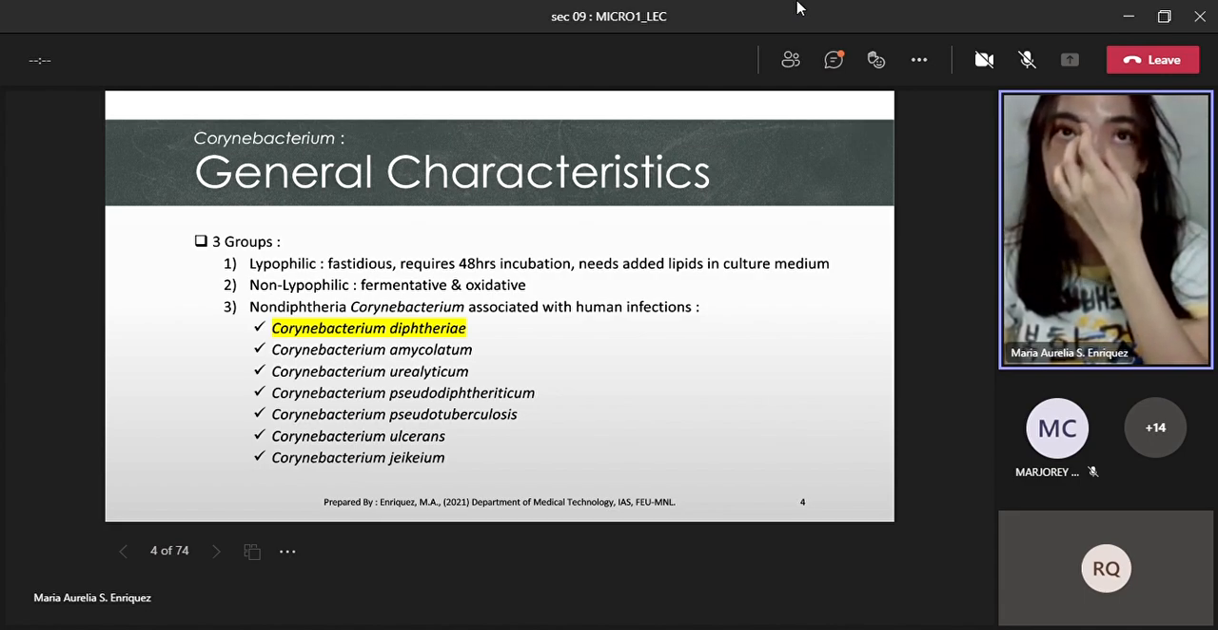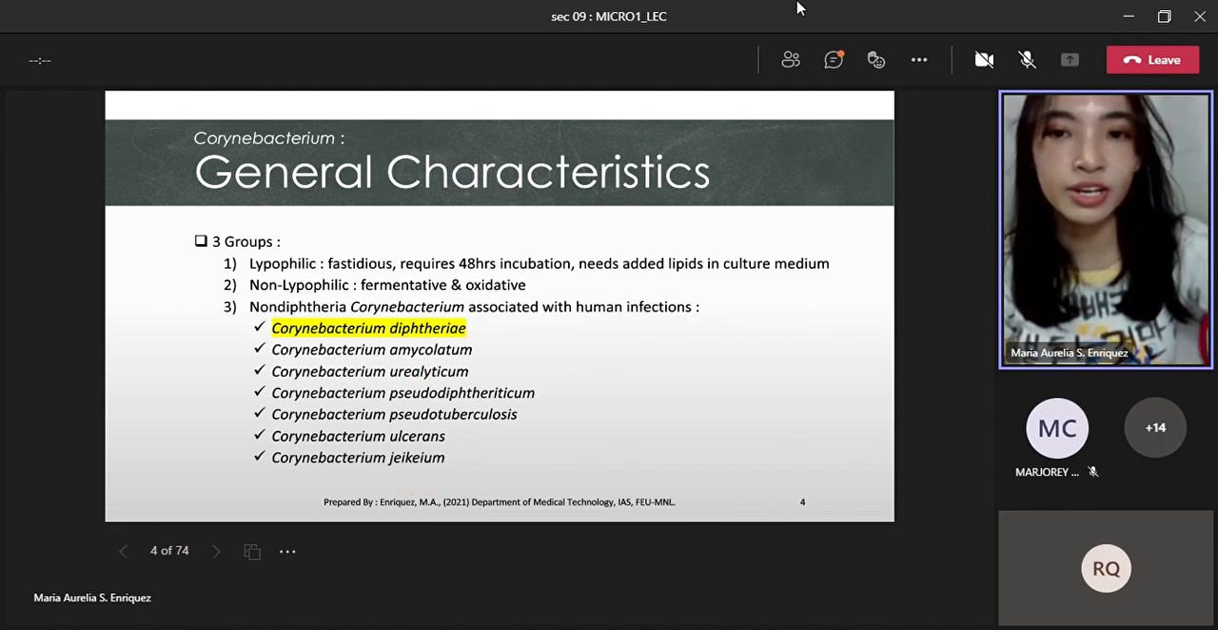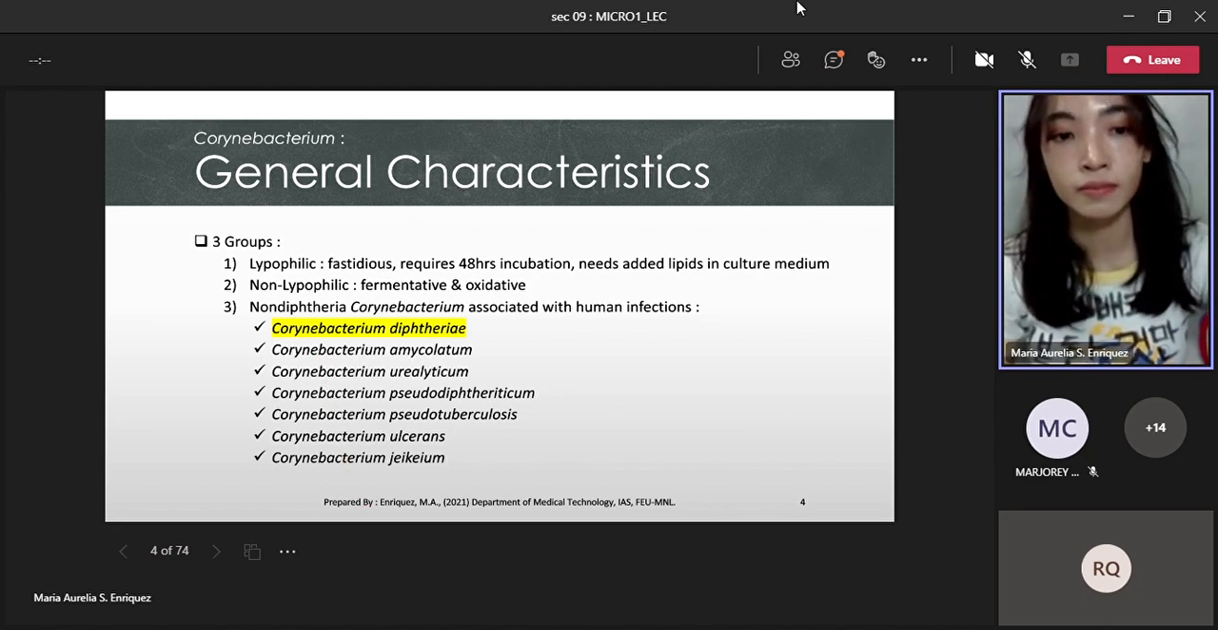So mamaya po, by the end of this segment, i-discuss rin po natin yung mga species na nanggaling dito that are considered non-diphtheria but are Corynebacterium. Kadalasan po sila ay mga opportunistic pathogens lang.